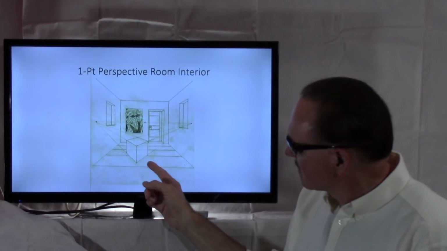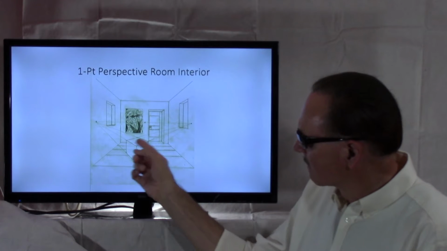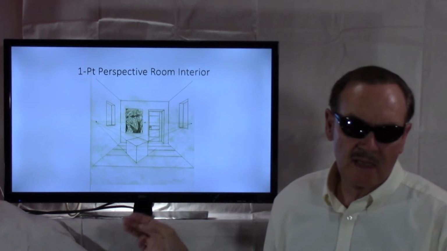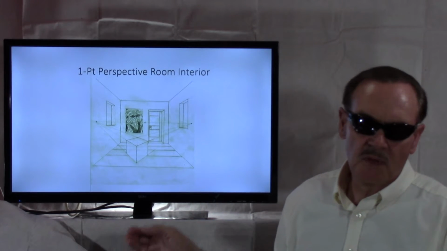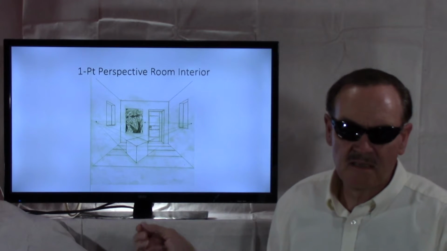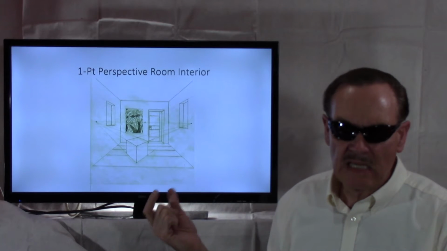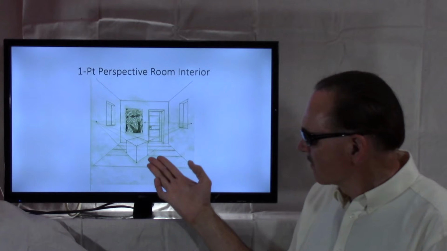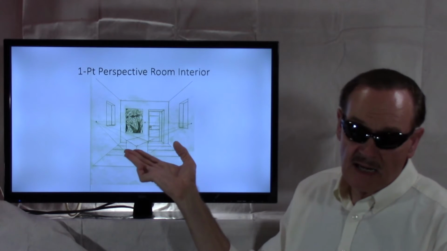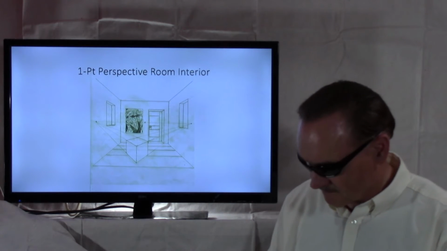Now keep in mind, you see that it's sitting on the floor. The tricky part with anything you draw inside the room, you want to make sure you draw the base first, so it winds up being in the room. Otherwise, maybe the box would be floating in the air, and that wouldn't work well.